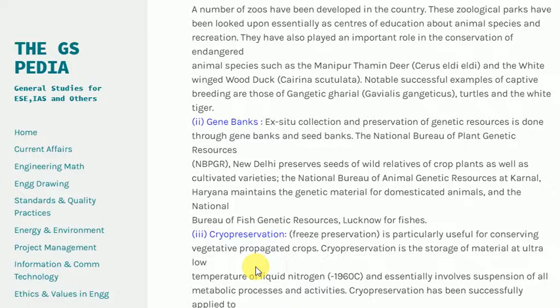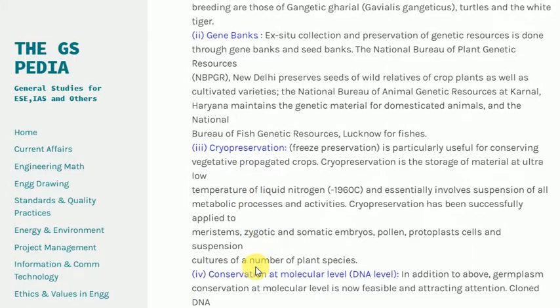2. Gene banks. Ex situ collection and preservation of genetic resources is done through gene banks and seed banks. The National Bureau of Plant Genetic Resources, NBPGR, New Delhi, preserves seeds of wild relatives of crop plants as well as cultivated varieties. The National Bureau of Animal Genetic Resources at Karnal, Haryana, maintains the genetic material for domesticated animals, and the National Bureau of Fish Genetic Resources, Lucknow, for fishes.